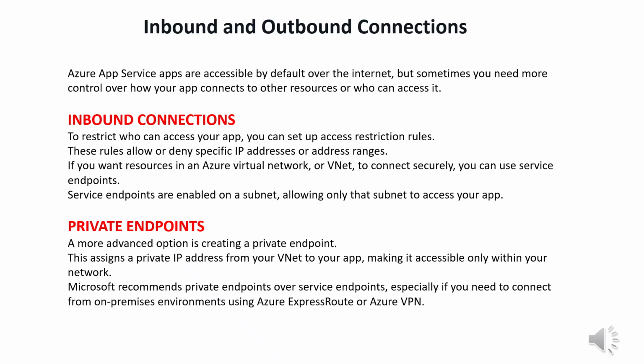To restrict who can access your app, you can set up access restriction rules. These rules allow or deny specific IP addresses or address ranges. If you want resources in an Azure Virtual Network, or VNet, to connect securely, you can use service endpoints. Service endpoints are enabled on a subnet, allowing only that subnet to access your app.